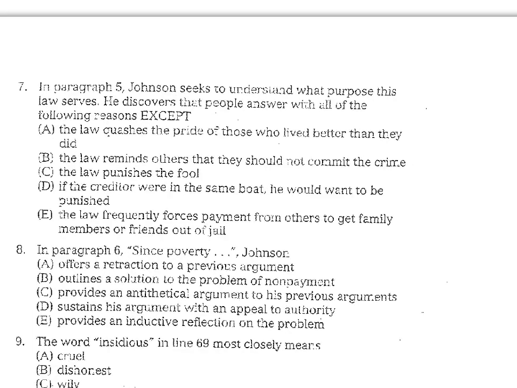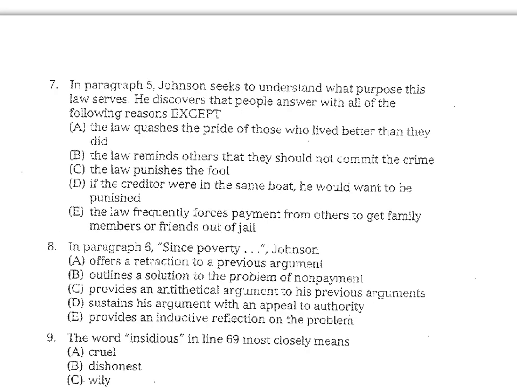Number 7, and you know that I'm not a fan of process of elimination, but if you see that "except" word coming up, you kind of have to do process of elimination. Paragraph 5 is that paragraph at the bottom of the page and then moves on to the next one. So Johnson seeks to understand what purpose this law serves. Why would we imprison people who owe money? He discovers that people will answer with all of the following reasons except. So which one of these would not be a reason why people would imprison?